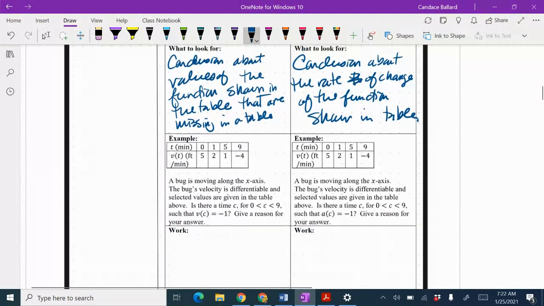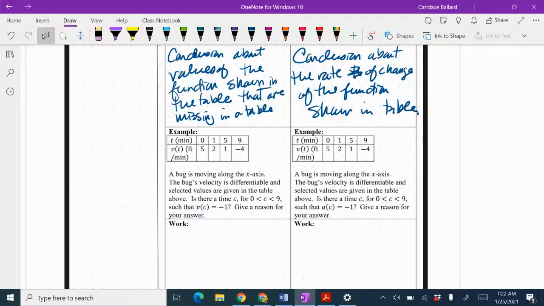So if you look at the two problems, they are identical problems, okay? You'll notice though, in this one, we've got a bug's velocity moving along the x-axis, velocity differentiable, which means it's continuous, selected values given in the table. Is there a time c between 0 and 9 such that the velocity equals -1, whereas in this one it says the acceleration equals -1. Notice how this and this match. That's a sign of intermediate value theorem. Whereas this is one derivative up from this, that's a mean value theorem. This one's intermediate value theorem.